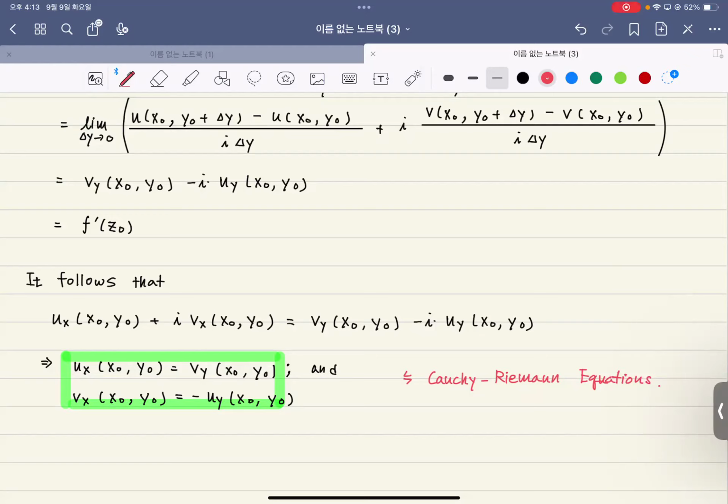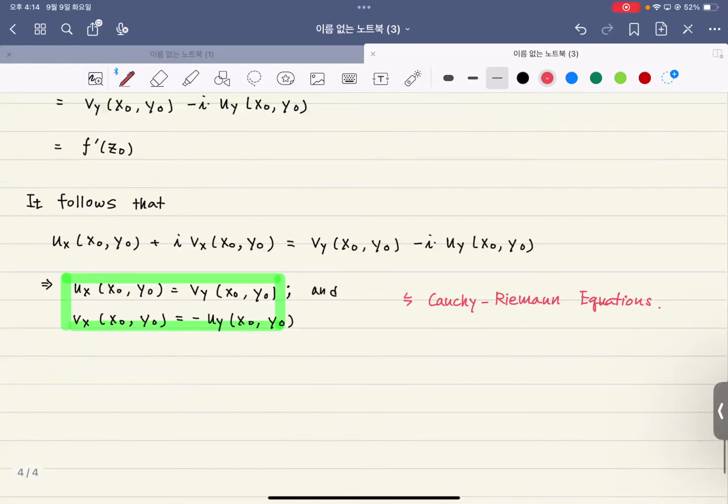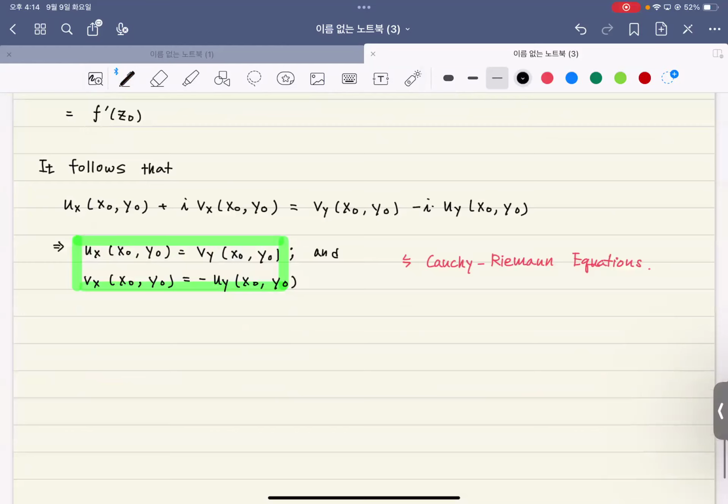So if you're following the logic, you can easily convince yourself that the Cauchy-Riemann equations are actually not a sufficient condition, but a necessary condition of complex differentiability. The Cauchy-Riemann equations alone do not guarantee your function is complex differentiable at that point. Okay, I'm going to show you some very interesting examples of this. First, an example, and second, a non-example.